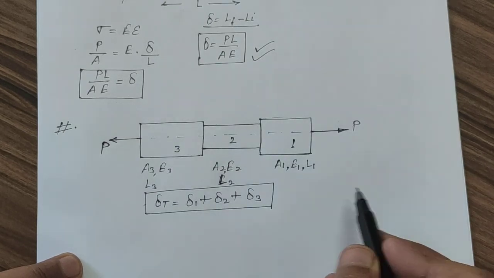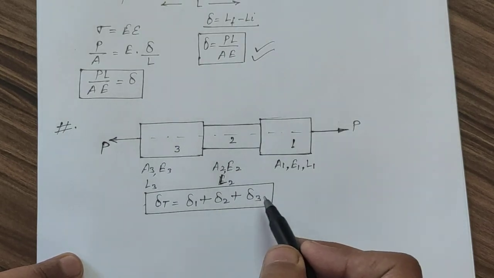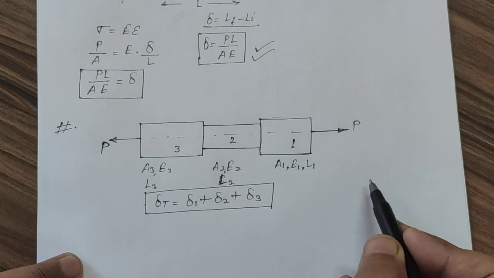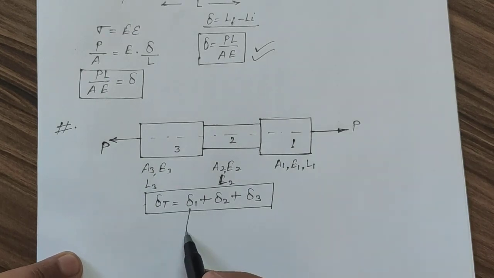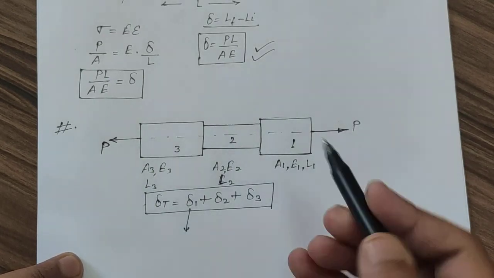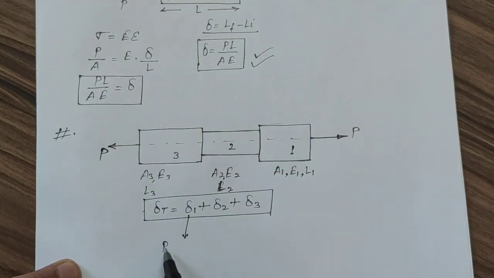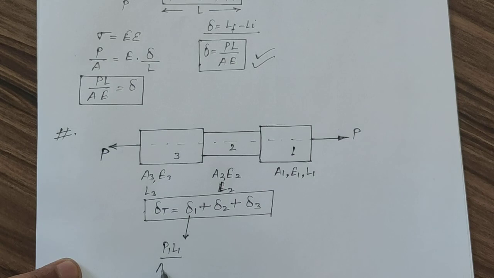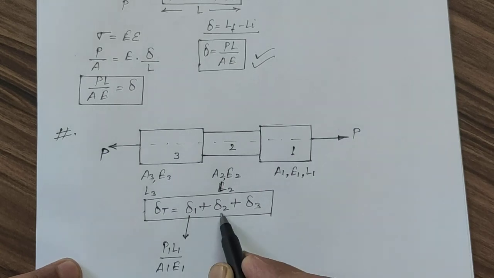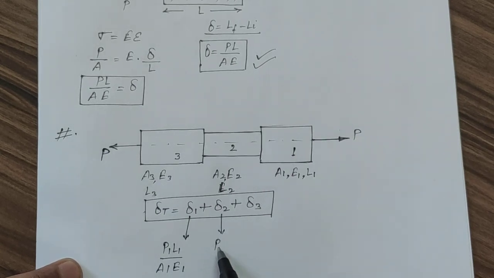If we are having n number of members, then del 1 plus del 2 plus del 3 plus dot dot dot del n. Okay. Now what is the value of del 1? Del 1 we can calculate from here. Del 1 will be equal to P1 L1 divided by A1 E1. What will be the value of del 2? P2 L2 divided by A2 E2.